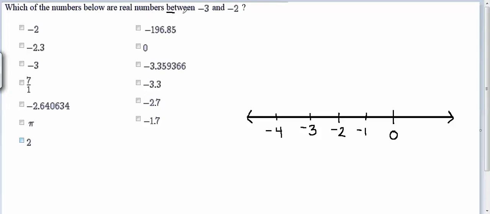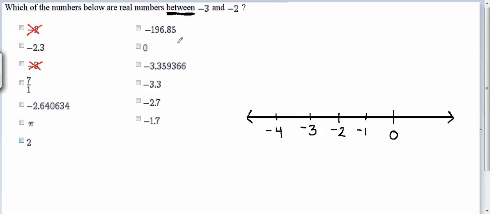When we talk about something being between two numbers, it means it's neither of those numbers. It's the same way we actually use it in English. If I say I'm standing between John and Susan, well, I'm somewhere in the middle of them. I'm not standing on top of John, and I'm not standing on top of Susan. It's the same way for a number line. So numbers between negative 3 and negative 2 don't include negative 3 and negative 2. And I see some of those on our list right there, so we can cross them right out. It's not going to be negative 2 or negative 3 because that's not between negative 3 and negative 2.